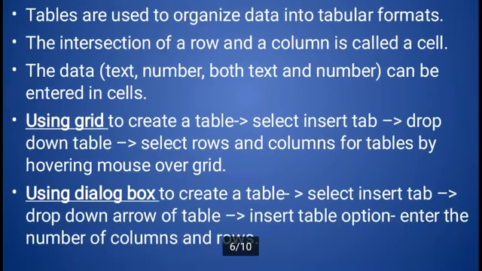We have two main options to create a table. We can use the grid to create a table: select the Insert tab, then the Table drop-down, then select rows and columns by hovering the mouse over the grid. It will directly create the table in your document. Or we have a second option, using the dialog box. To create a table, select the Insert tab, then the drop-down arrow of Table. In the Insert Table option, enter the number of columns and number of rows values you want to specify, then it will create a table.